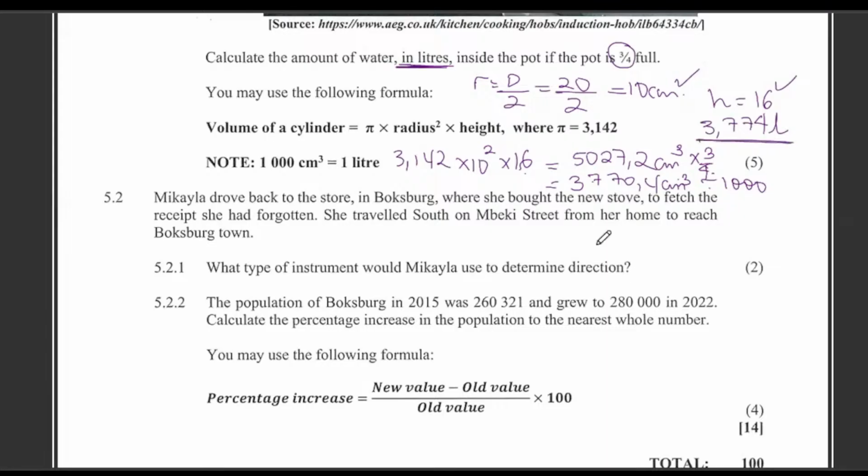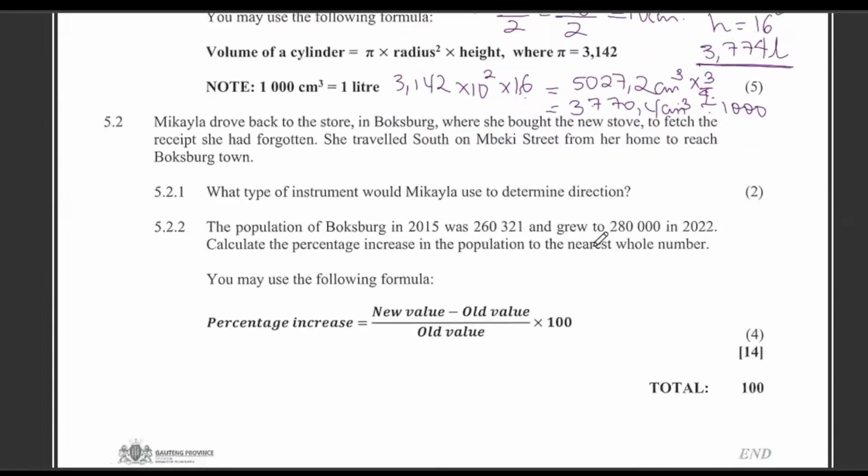Hope you understand. Okay. 5.2. The person drove back to the store in Boxburg Town where she bought the new stove to fetch the receipt she had forgotten. She traveled south on Beck Street from her home to reach Boxmark Town. What type of instrument? The normal one, someone could have said the compass. It's also normal. Someone else would have said the GPS locator. All right, the GPS locator. Okay.